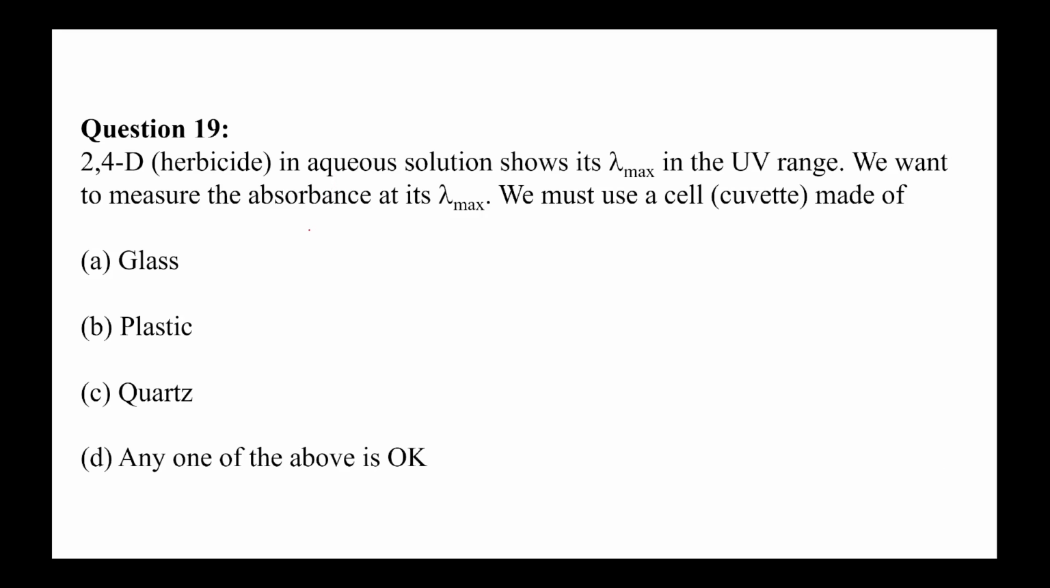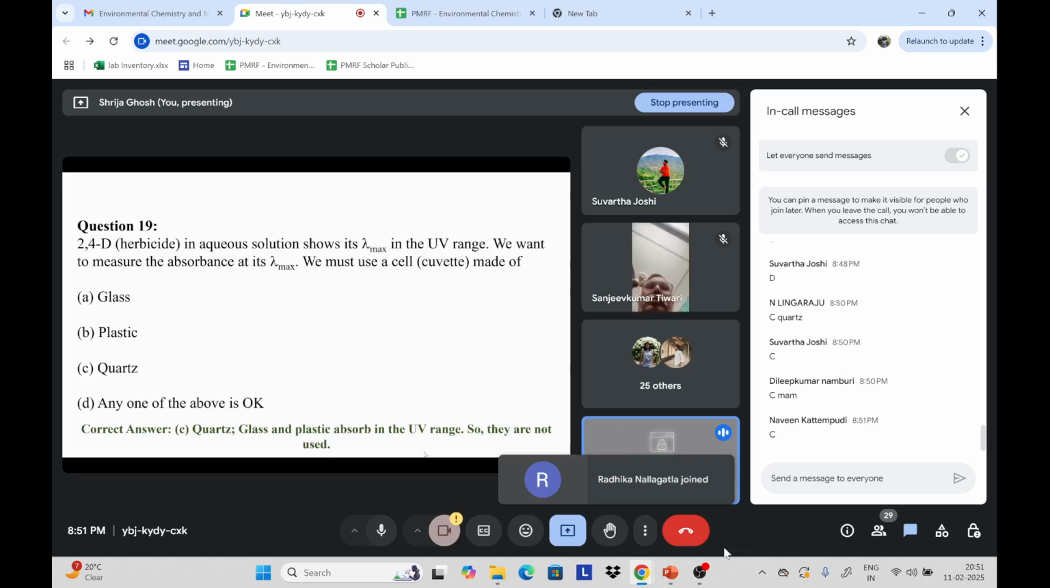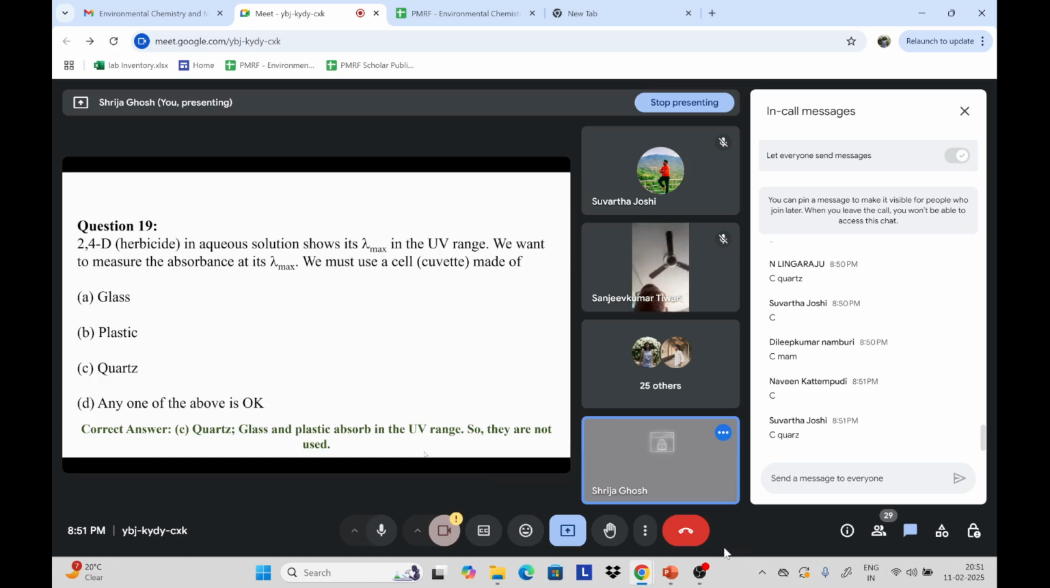Okay. This is clear. So glass and plastic can absorb in the UV range, so you won't get the exact absorbance. So we are trying to measure the absorbance here, right? So since we are trying to measure the absorbance, and if the cuvette material is also absorbing, then we won't get the absorbance of our solution properly. We won't get the absorbance of the 2,4-D solution properly. That's why we need to use quartz and not glass or plastic cuvette. Okay.